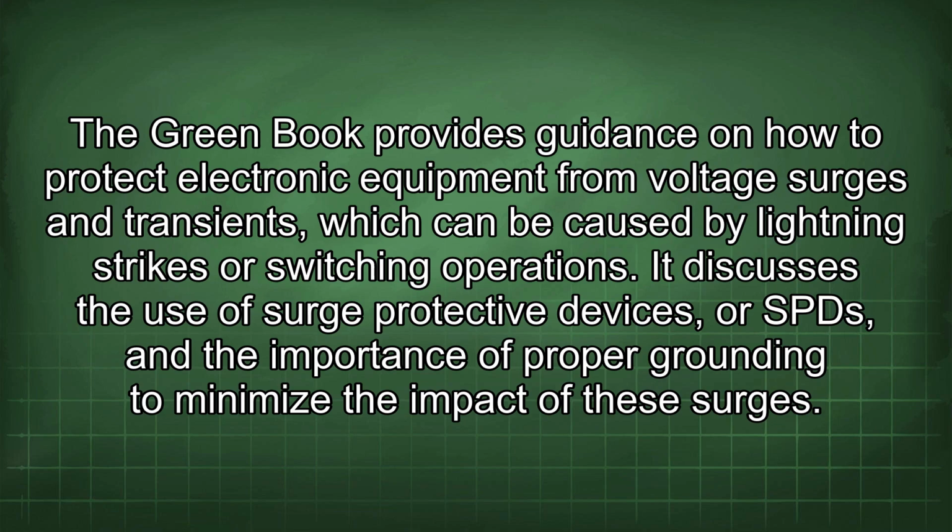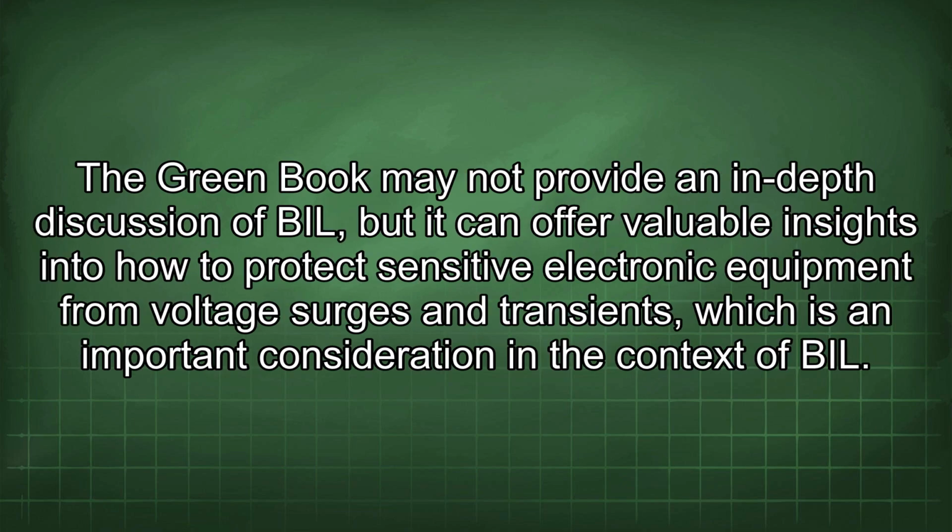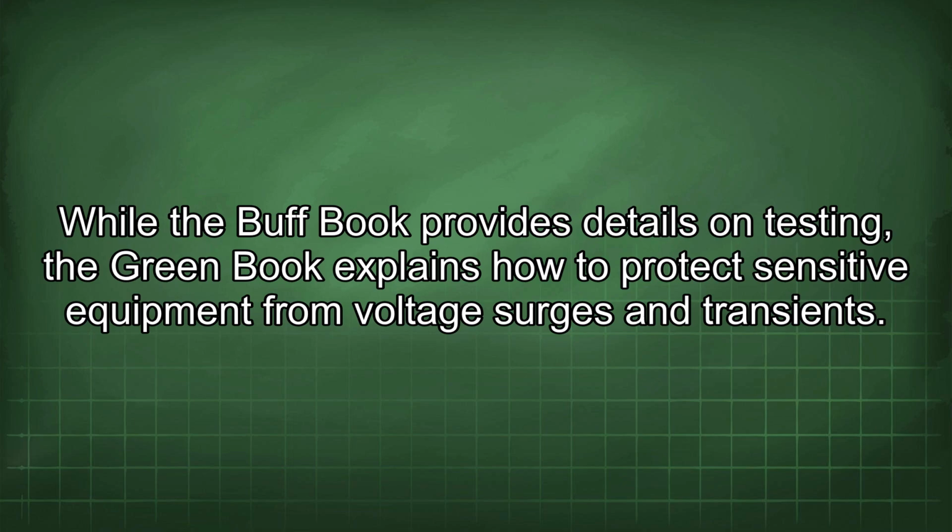It discusses the use of surge protective devices, or SPDs, and the importance of proper grounding to minimize the impact of these surges. The book also touches upon the concept of insulation coordination, which involves selecting the appropriate insulation levels for different components in a power system to ensure that surge voltages are safely managed. The Green Book may not provide an in-depth discussion of BIL, but it can offer valuable insights into how to protect sensitive electronic equipment from voltage surges and transients, which is an important consideration in the context of BIL. While the BOF book provides details on testing, the Green Book explains how to protect sensitive equipment from voltage surges and transients.